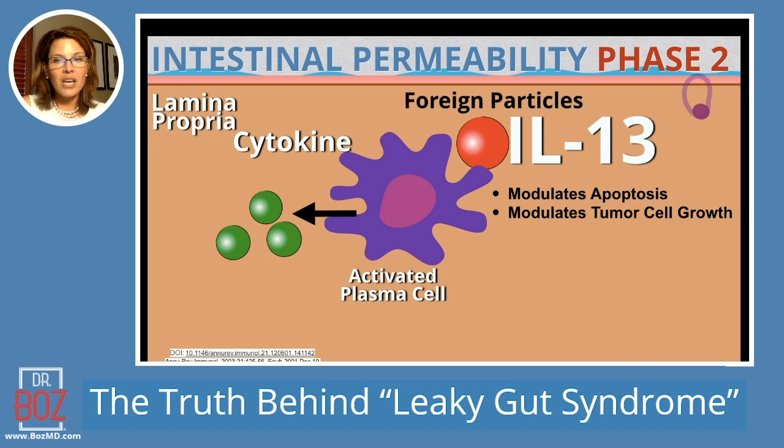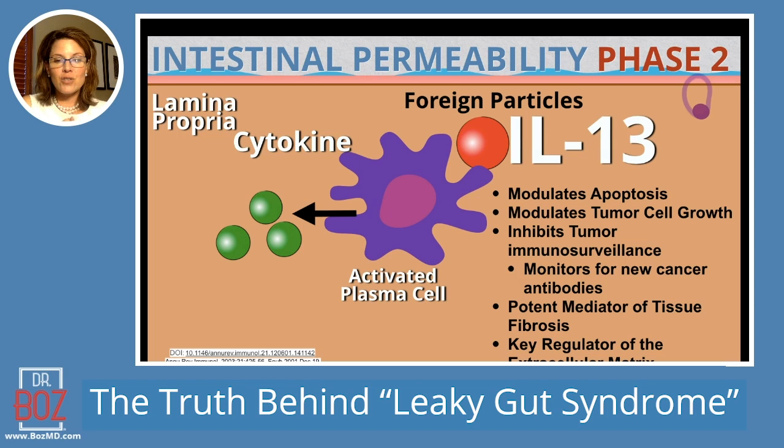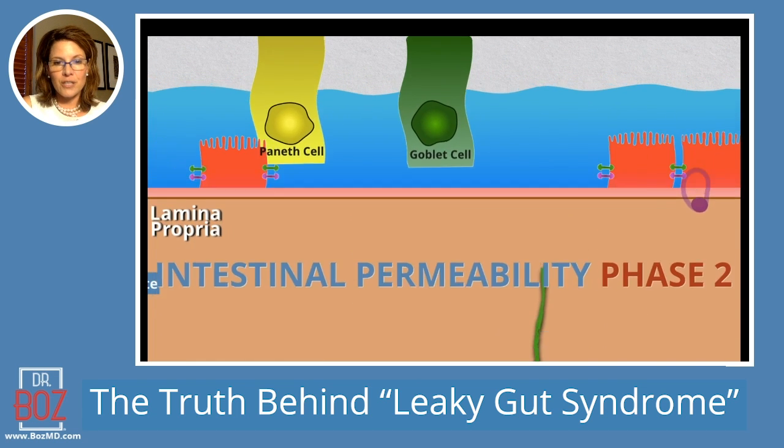It's supposed to modulate tumor cell growth. It also is supposed to help you watch for new cancer cells, like it monitors for new cancer antibodies, and it's a potent mediator of fibrosis. So when interleukin 13 is a little bit, we can see that it's going to kill off the bad cells. It's going to watch for a few more cancer cells. But the longer that's around, it turns our beautiful, soft lamina propria into something that's very fibrous. That is not good for your guts. The extracellular matrix is also another key regulator of interleukin 13.